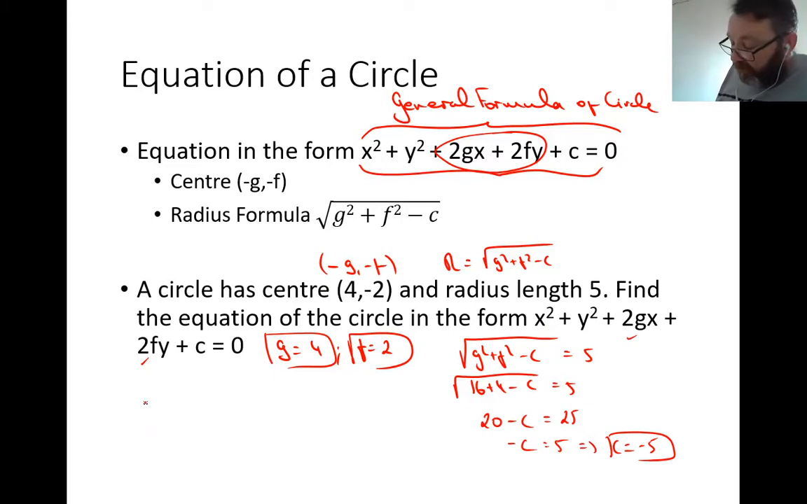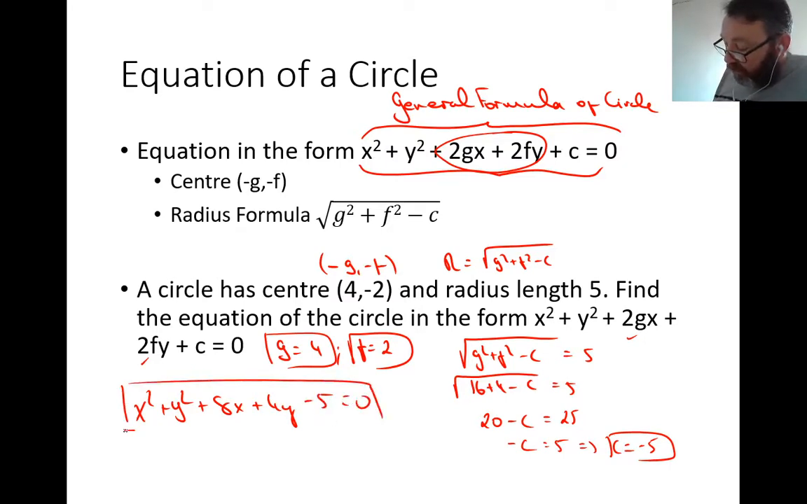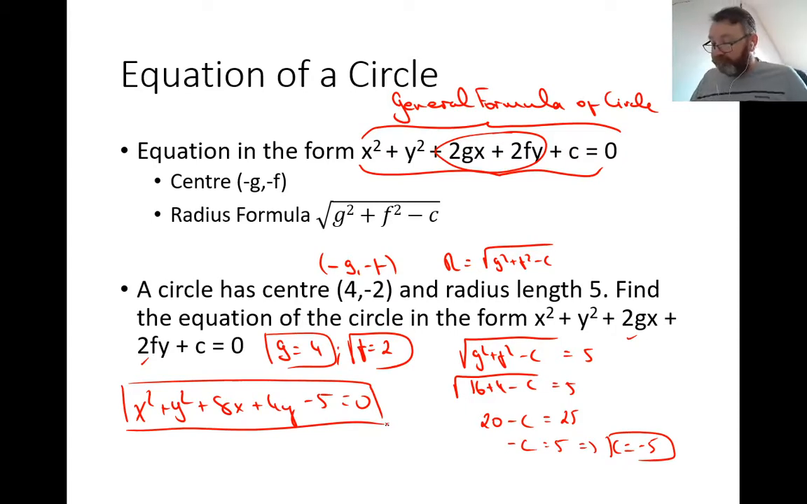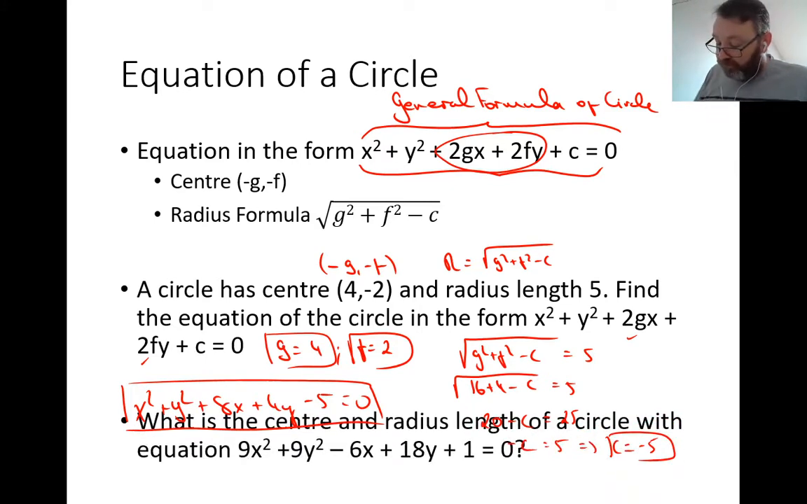Now write it out. x² + y² + 2gx. So that's going to be 8x. Plus 2fy. That's going to be 4y. Plus c, which is −5, is equal to 0. And that is the equation of my circle. Okay, so again, go over that in your heads, make sure you understand the steps behind it, see where I'm getting those values from using the formulas above, and then we just apply them to the general form of that particular circle. Okay, so there's one more down here.